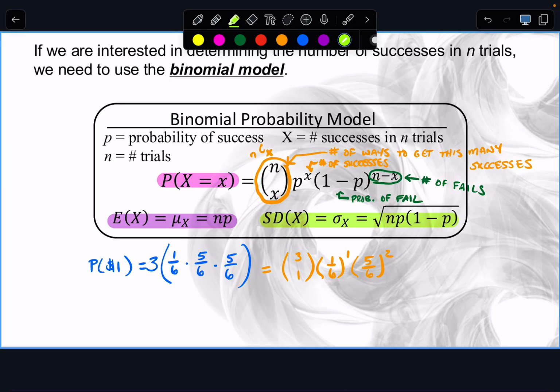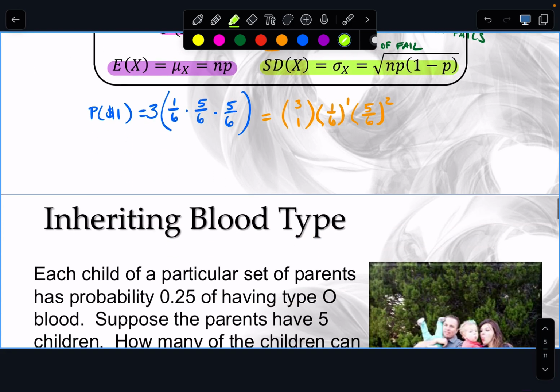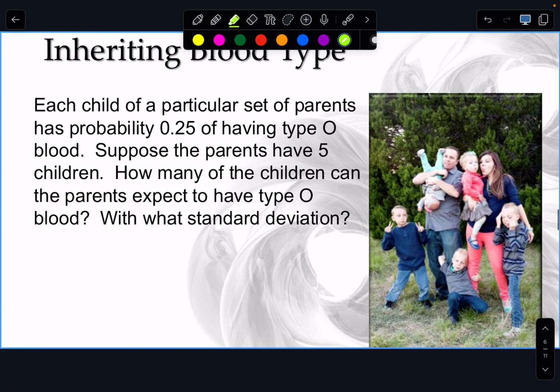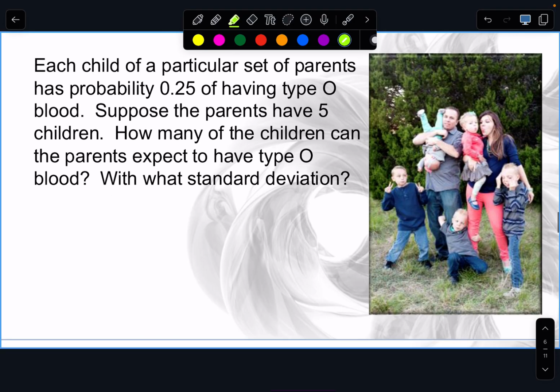So in that binomial setting, if I want the expected number of successes, n times p. Standard deviation, n times p times the complement, and then the square root. So the way we use this, and we're going to talk about how to calculate these things by hand. There's also going to be a process in the calculator we can do.